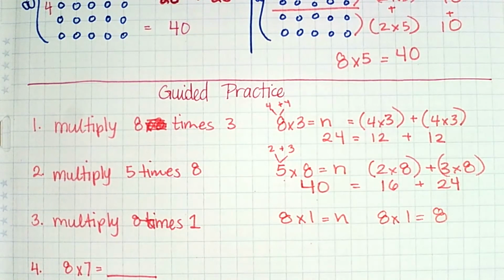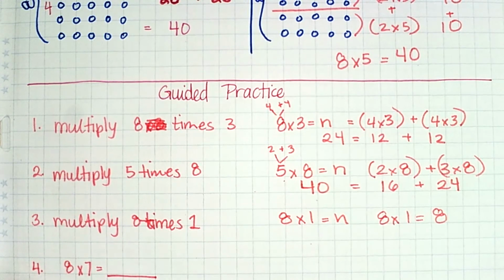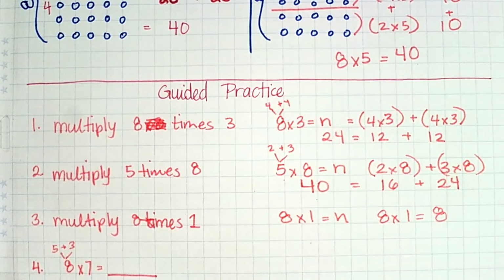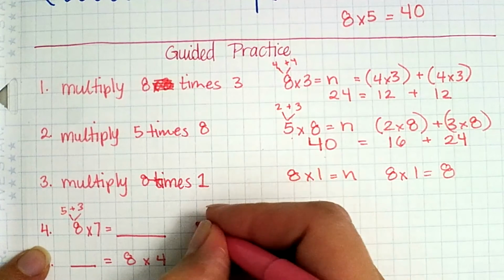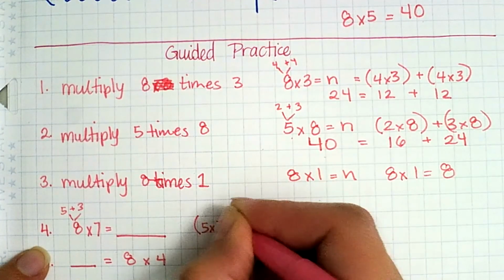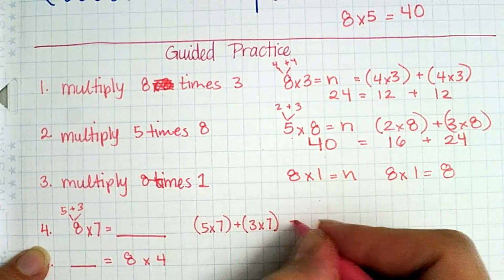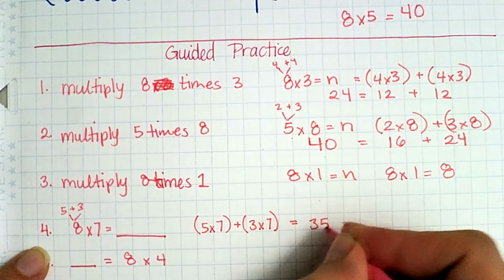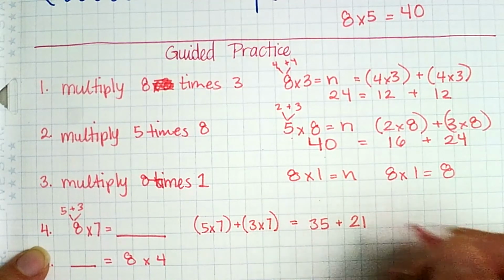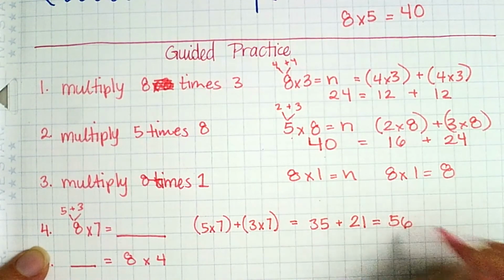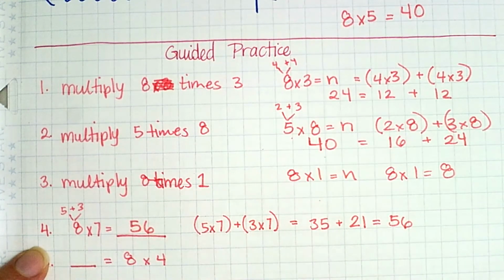For numbers 4 onwards, number 4 says multiply. You can draw pictures or use counters to help if you need them. So we have 8 times 7. I can split this into 5 and 3 if I want to, in case I don't want to do 4 and 4 again. So I can do 5 times 7 plus 3 times 7, which is equal to 5 times 7 is 35, plus 3 times 7 is 21. So 8 times 7 is going to be the sum of that, which is going to be 56. So 8 times 7 over here is going to give me 56.